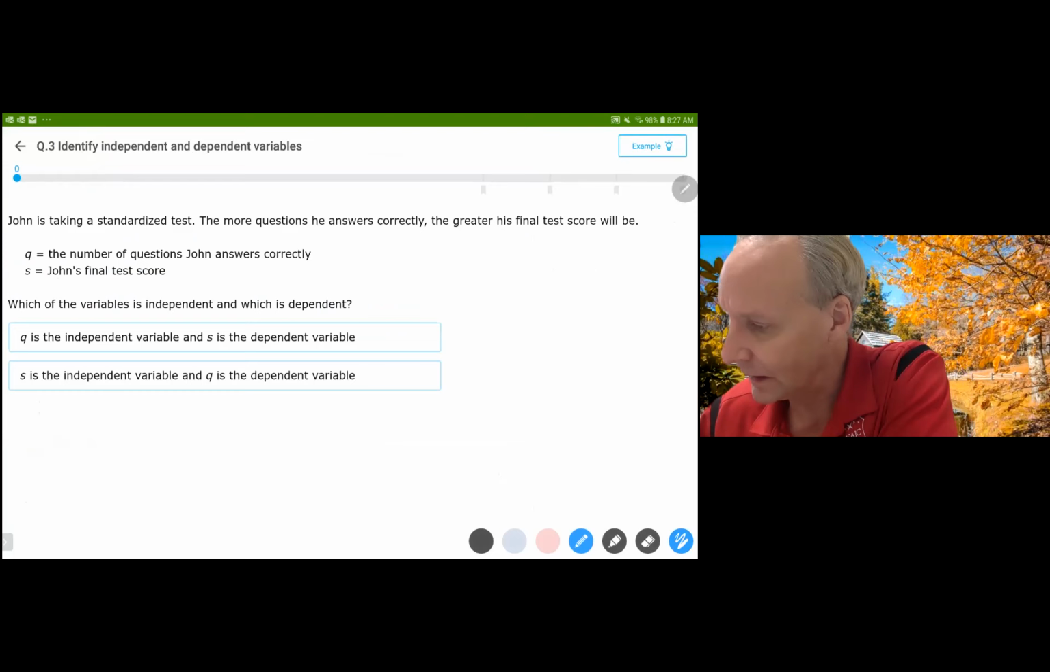Folks, I like to make it a surprise. So we're doing section Q, relations and functions, and we're going to identify independent and dependent variables. So this is going to be a surprise for me. Hopefully it works out nice. Let's see what they're going to ask us.